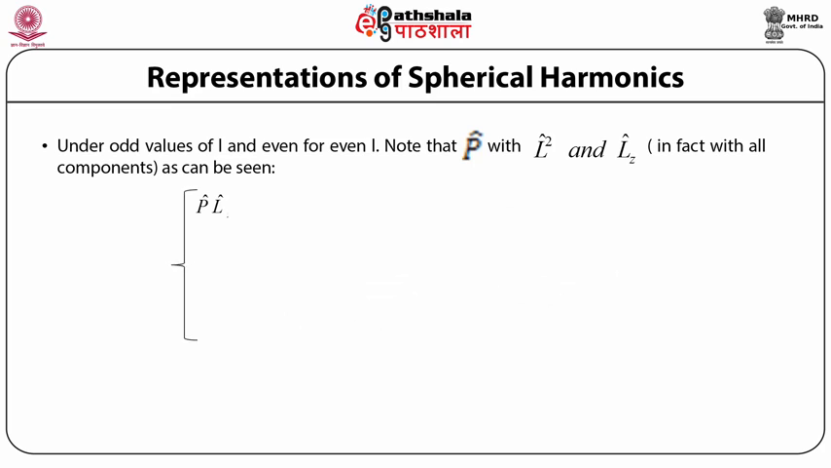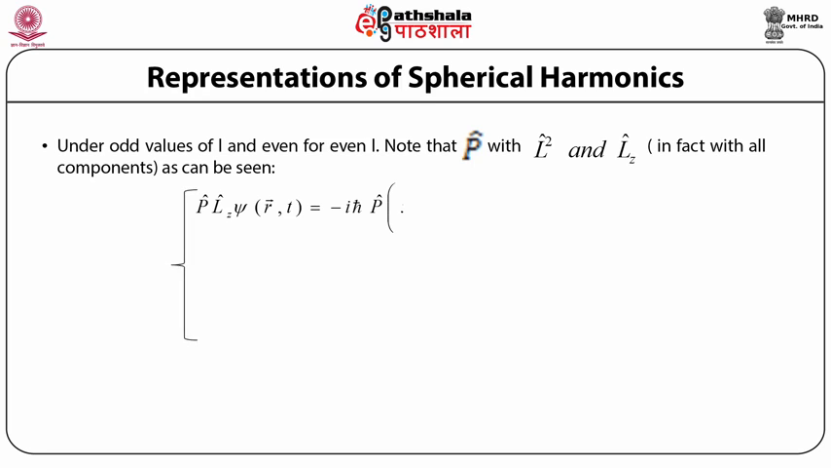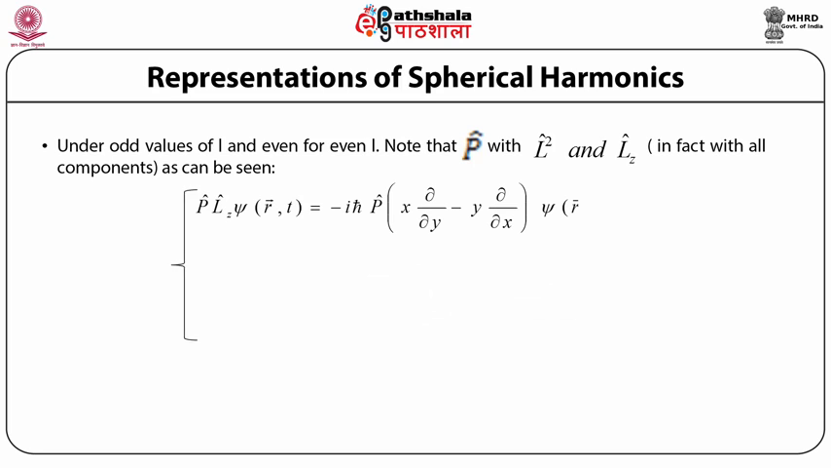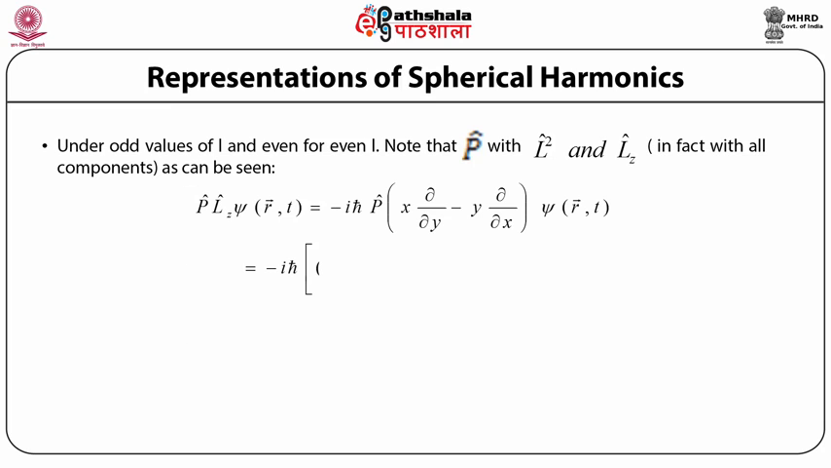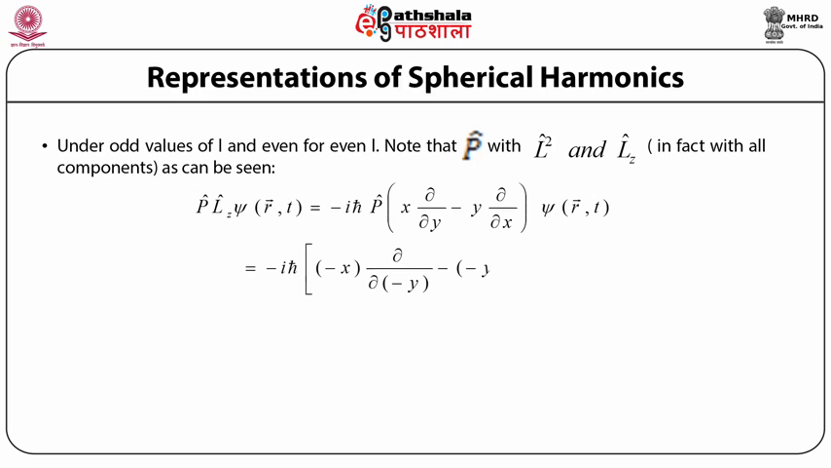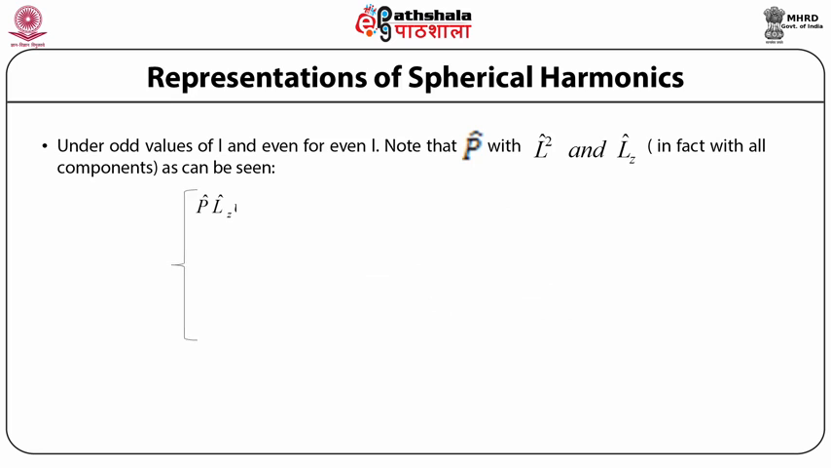and this parity will correspondingly be taken by the spherical harmonic Y_LM. It is important to note that the operator P with operator L squared and Lz, in fact with all components, can be seen as operator P acting on operator Lz acting on the wave function psi(r, t) is equal to minus iota h cross operator P acting on (x del by del y minus y del by del x) psi(r, t), where vector r is the position or radial vector and t is the time component.